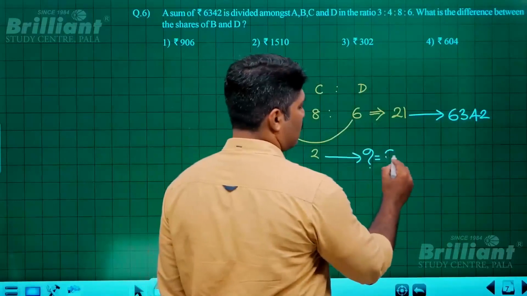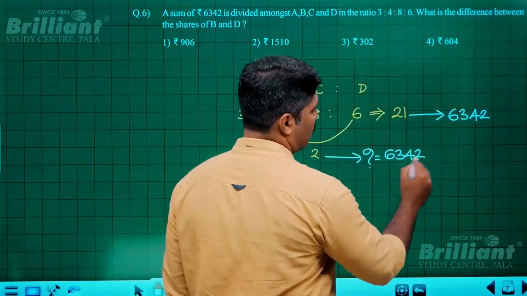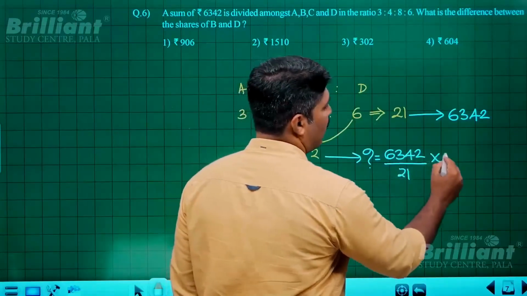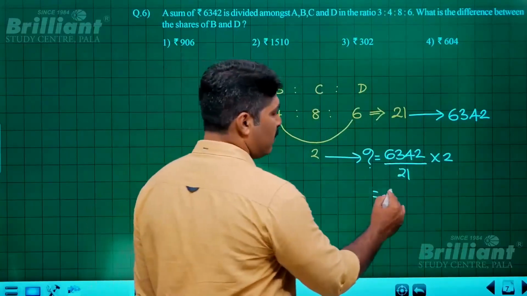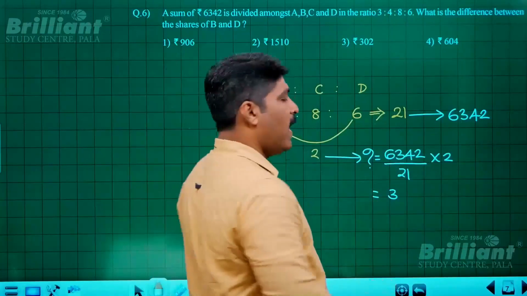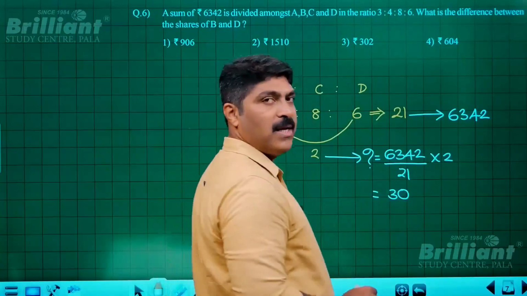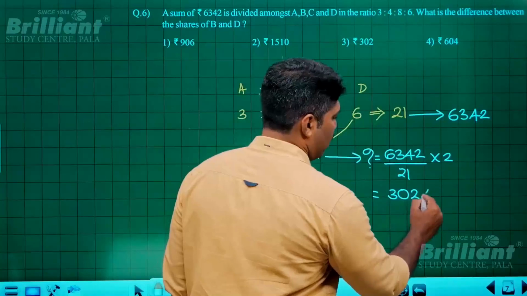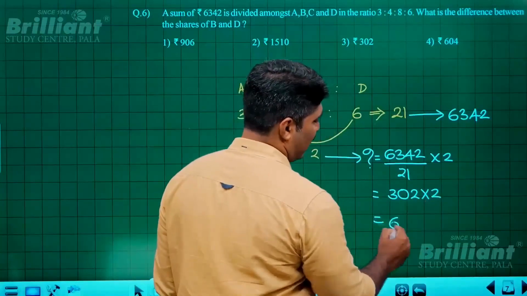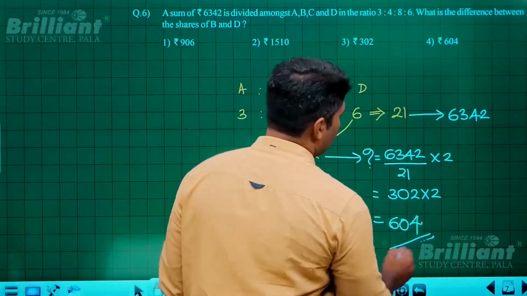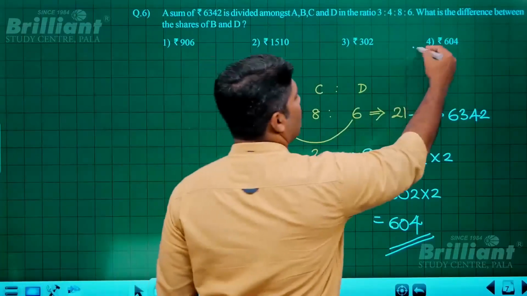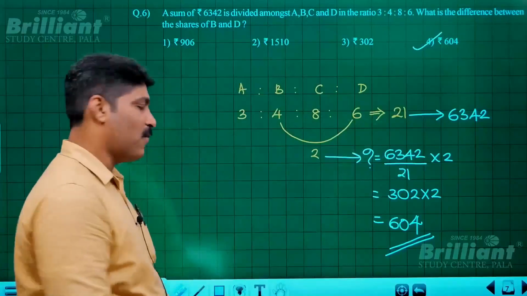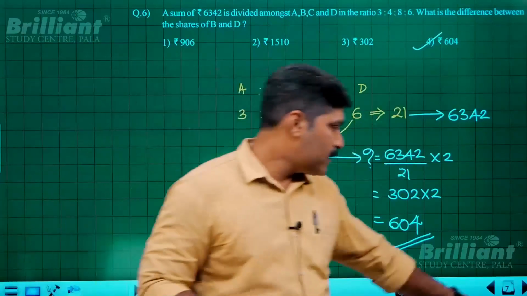So you can directly do it: 6342 divided by 21 into 2. We can simplify it easily. 3 times 21 is 63, and then 4 is there, therefore put a 0, then 42, and then into 2. So this is equal to 604. That's the difference between these two shares, which is option 4, 604. Okay, move to the next question.